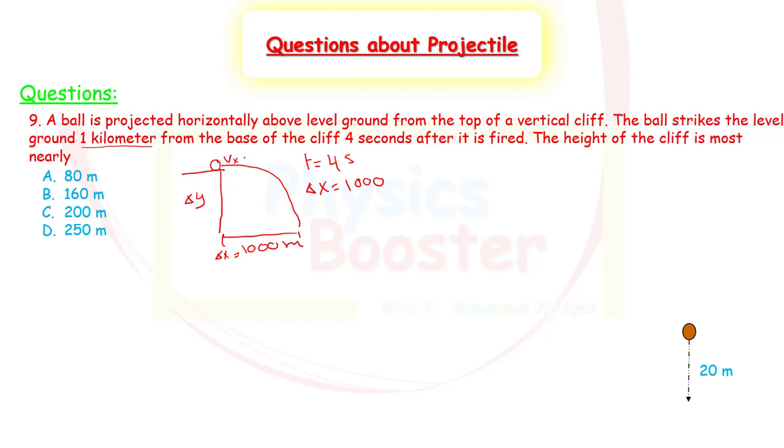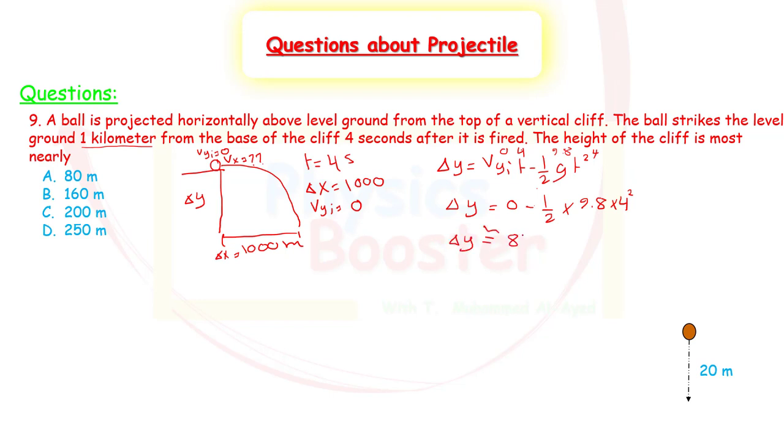Now, we know that Vx here is unknown. We still do not know it. But what we surely know is that Vy initial is equal to 0. So I'm going to write it here: Vy initial is equal to 0. It's asking me to find delta y. There's more than one equation that can be used to find delta y, but let's look at this equation: delta y is equal to Vy initial t minus half g t squared. From this equation, Vy initial is 0, t is equal to 4 seconds, and g is equal to 9.8. So I can say directly that delta y is equal to 0 multiplied by 4, which is 0, minus half, multiplied by g, which is 9.8, multiplied by time, which is 4 squared. Do not forget the squared. This gives us delta y approximately equal to 80 meters, so the best choice in this case is A.